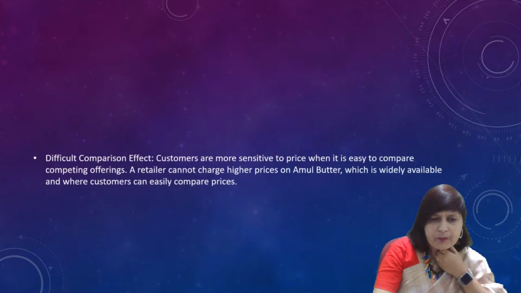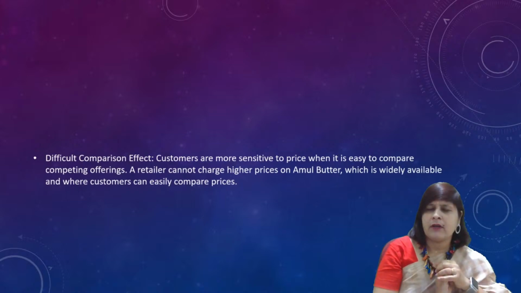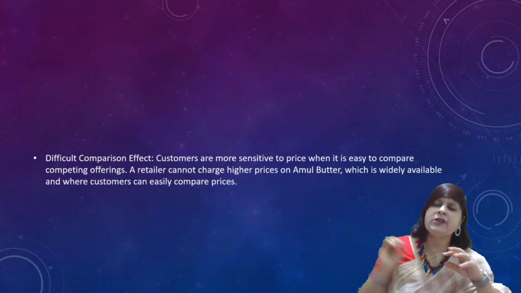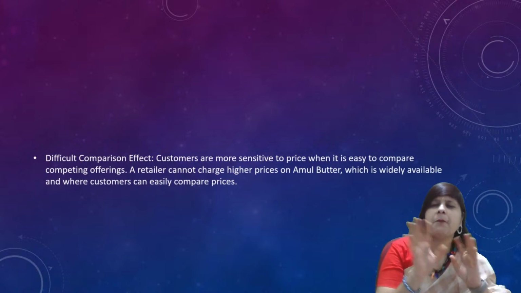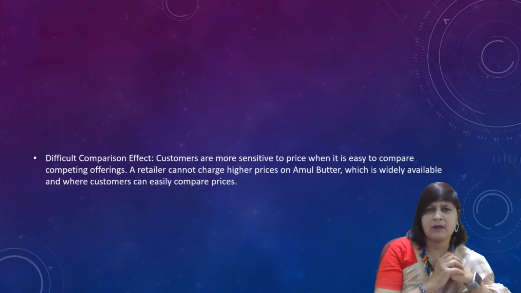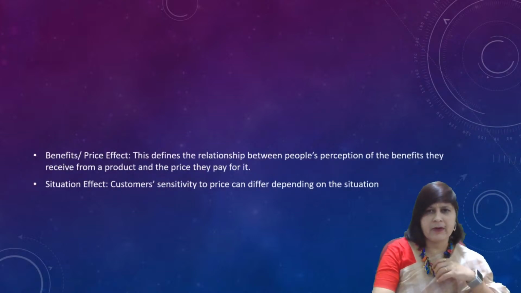Next is, consider what type of product you are selling, whether that product is available everywhere, right? Customers are more sensitive when it is easy to compare the competing offers. Like if a product is available at each and every shop, then it's easy for the customer to compare the price, right? You cannot charge a higher price on that, because it is easily available and the customer can easily compare the price.